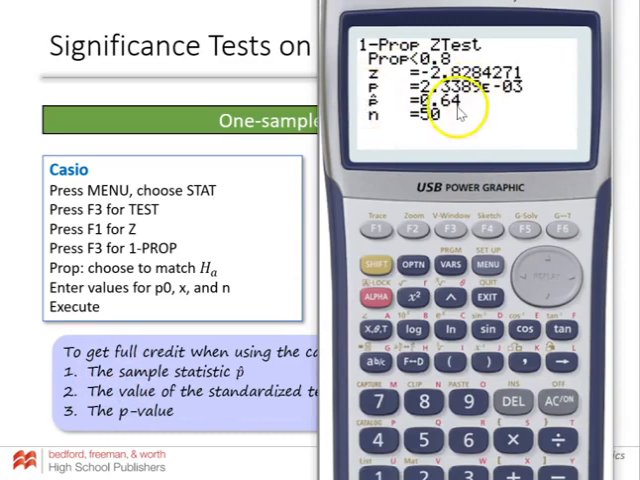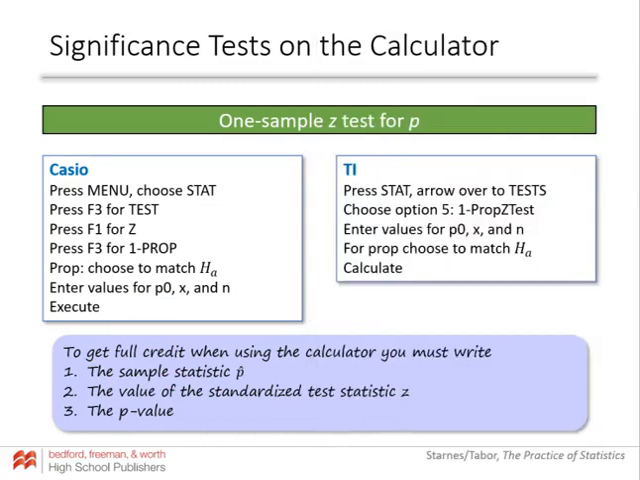So p hat is right there, 0.64. The value of the standardized test statistic, that's z. So z would be negative 2.83. And then the p-value, that's the p right there. This, remember, is scientific notation, so I move that decimal over 3 places and I get 0.0023, which is exactly what we got when we used this method, okay?